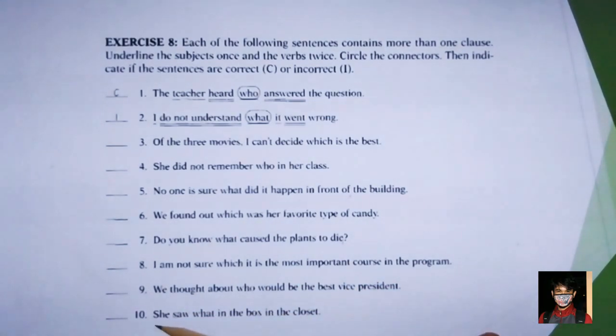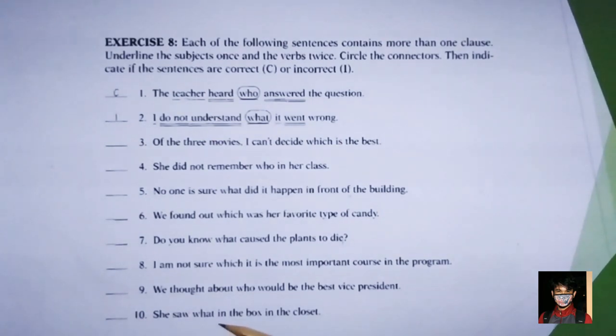So, number 10, she saw what in the box in the closet. So, subject, a verb, main subject, main verb, followed with the connectors, and it's supposed to be followed with a dependent verb. Where is the verb here? So there's no verb here. So the sentence is incorrect.